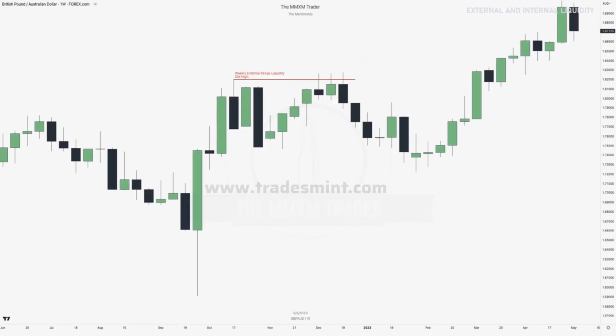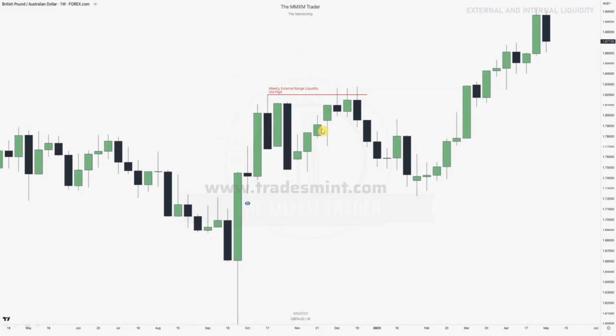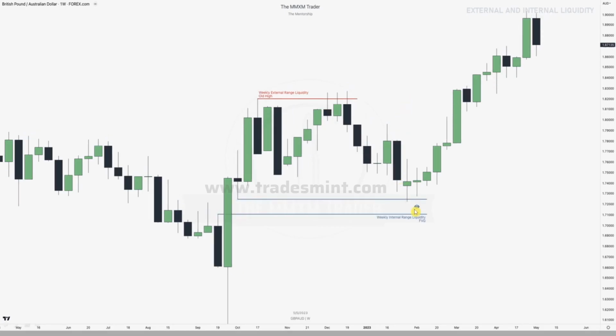Alright, we've got a GBP AUD weekly chart over here. Again, let's look at it from here. Weekly external range liquidity has been taken. Where is your eye drawing to? Do we see any imbalances down here? Nope. Where do we see an imbalance? Right down here. So with that imbalance being present down here, this fair value gap, your eyes should immediately go there for the next draw on liquidity. External range has been taken, so what are we gonna look for next? Internal range. Weekly internal range liquidity over here. And it draws in there perfectly.